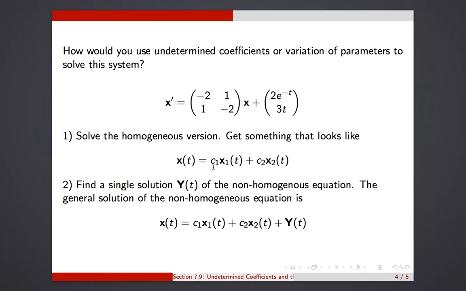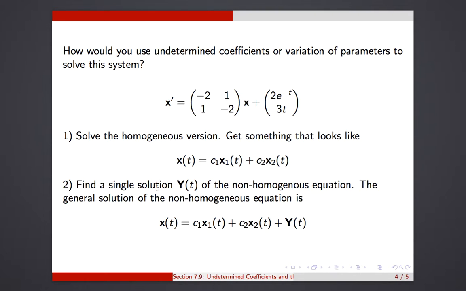So in chapter 3, what did you do? The first thing you did was solve the homogeneous version of this equation. So replace the floating t stuff with just a 0 vector and solve just this little chunk right here. Solve this homogeneous linear system. And if you do that, you get something, as we've done many times now, that looks like this.